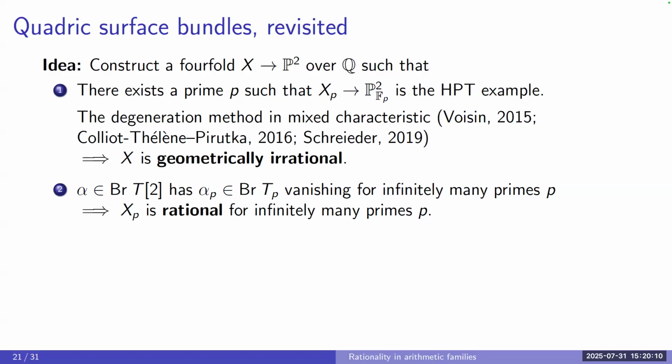Yeah. [Question:] In the HPT example, you were taking a double cover, but the HPT surface is not smooth. Right. Yeah. So then they basically don't use this discriminant double cover at all. They just study the fourfold and its unramified cohomology.